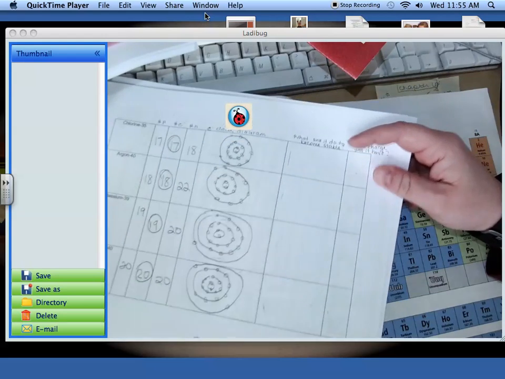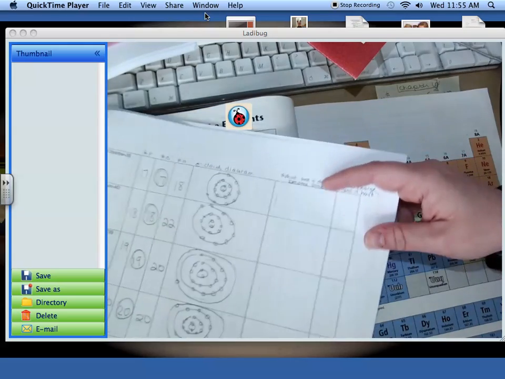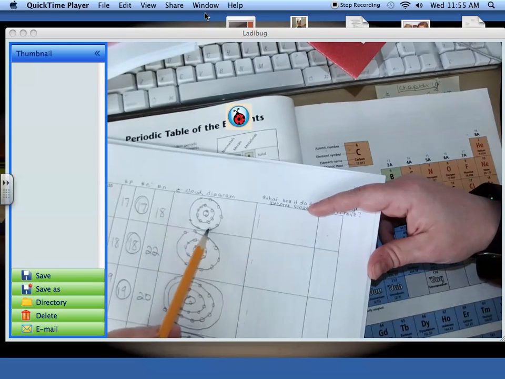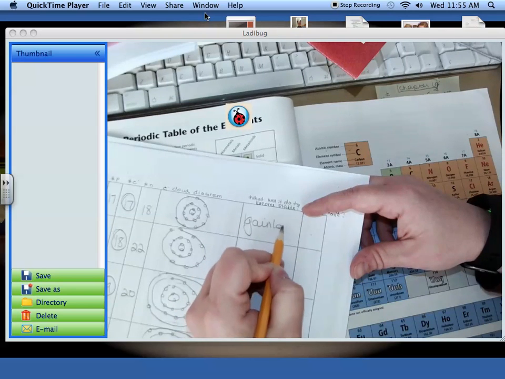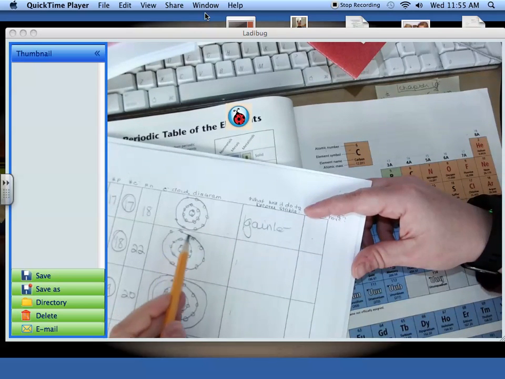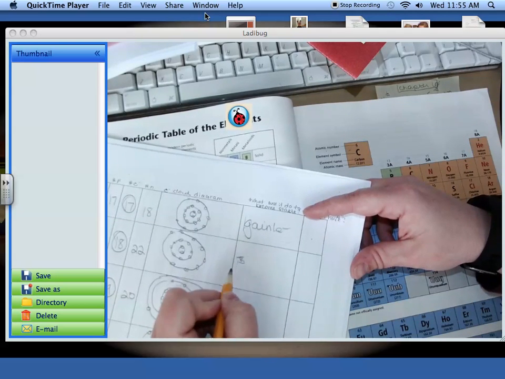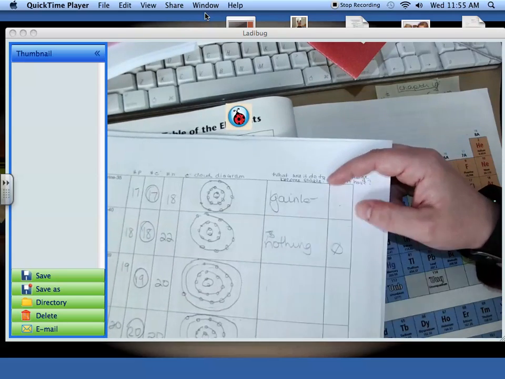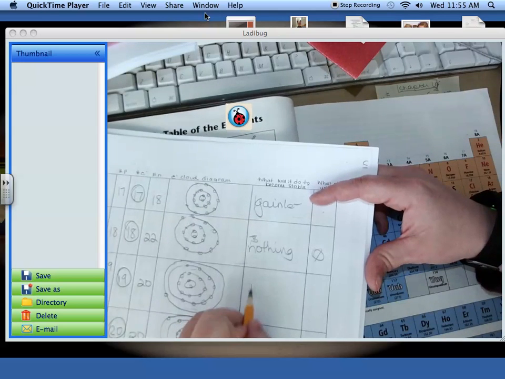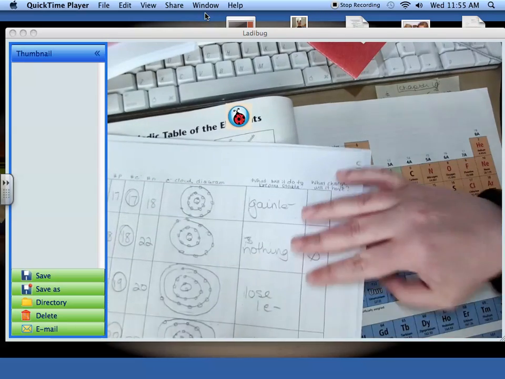All right, so now I pause and then see if you can get this column, what it'll do to become stable. So chlorine has 7, 1, 2, 3, 4, 5, 6, 7. Oh, it only needs one more, so it's going to gain 1 electron. Argon has 8 electrons in its last level. That makes it stable, so it's not going to do anything to become stable. And it'll keep the same number of protons and electrons, so it'll have no charge. Potassium will lose 1 electron, and calcium will lose 2 electrons.